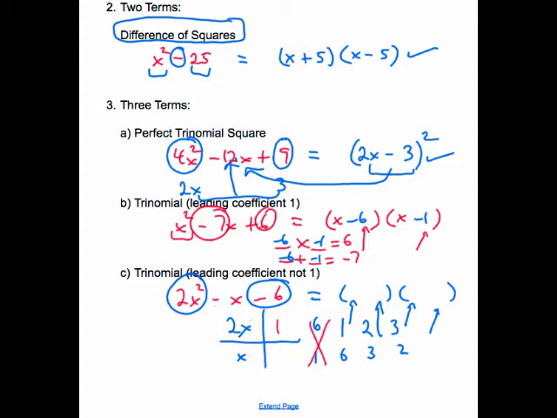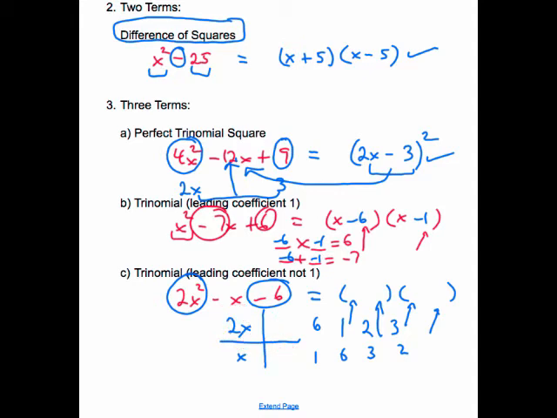Let's try 1 and 6. The cross product is 12, the cross product is 1. That does not add or subtract to negative 1. Let's try 2 and 3. Cross product is 6, cross product is 2. That does not add or subtract to negative 1.